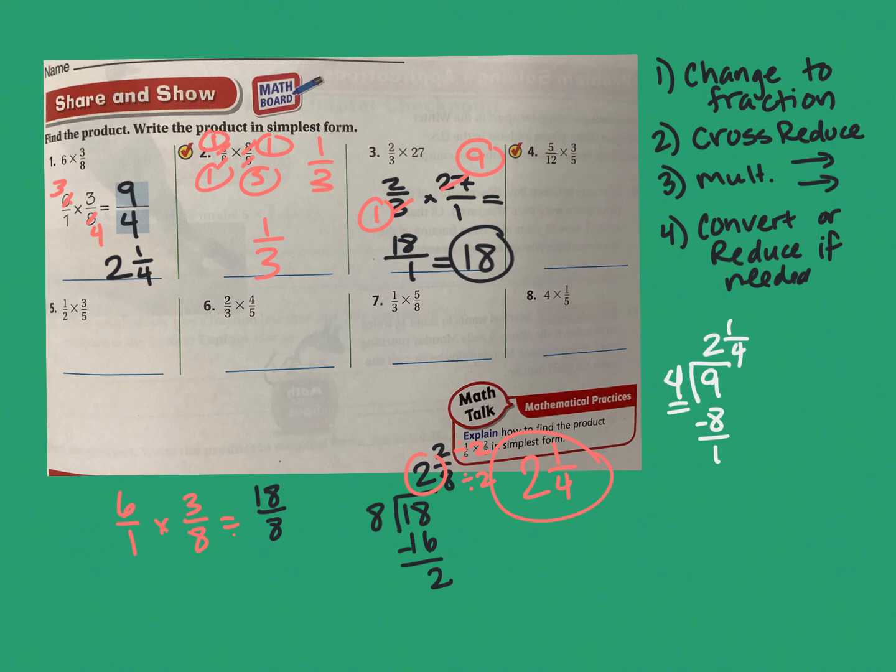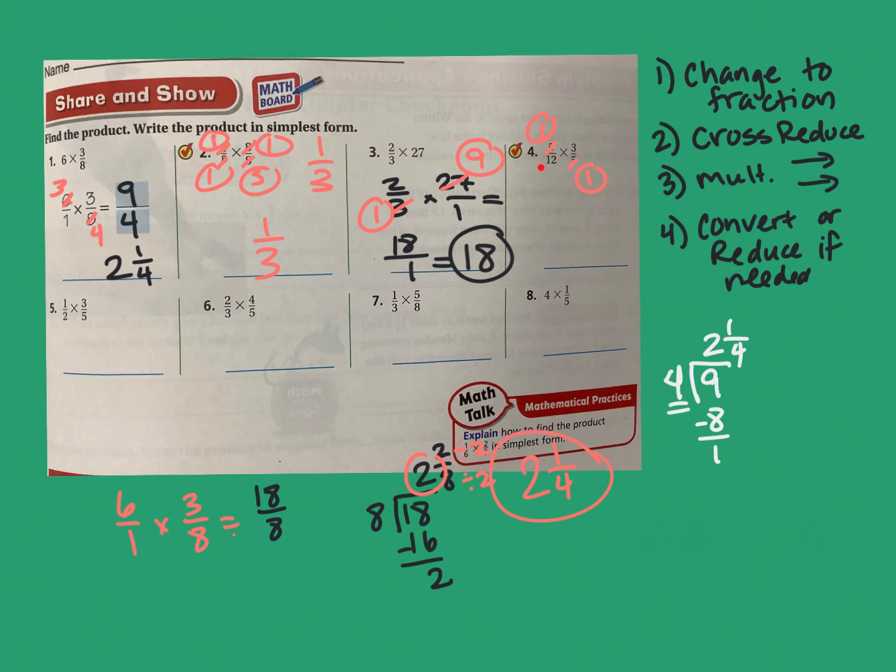Okay, I have 5/12 and 3/5. Both are fractions already, so I'm going to do that cross-reduce step. I'm going to look at these crosses here. 5 and 5. Well, 5 divides evenly into both of those. So I'll do 5 divided into 5. That gives me 1. And 5 divided into 5 gives me 1.